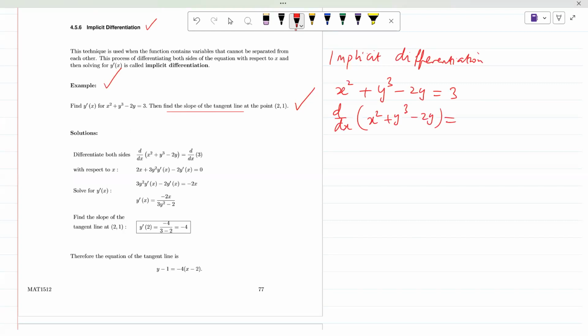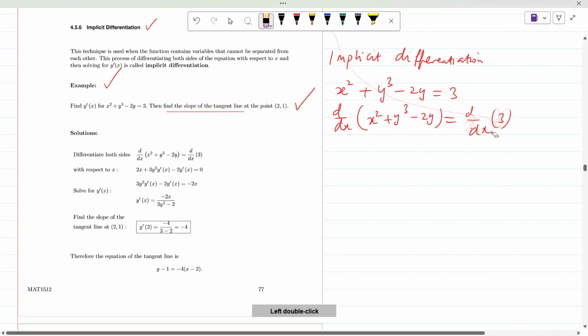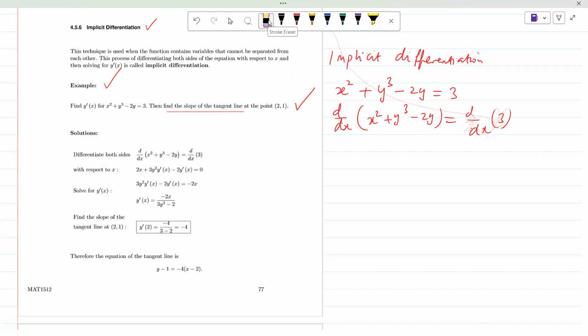And if we do that, we have d/dx of the left side, which is the same as d/dx of 3. Just take note of that. My pen sometimes jumps a little bit, but it's going to be fine. I was writing here, and now obviously we have d/dx and we have 3.